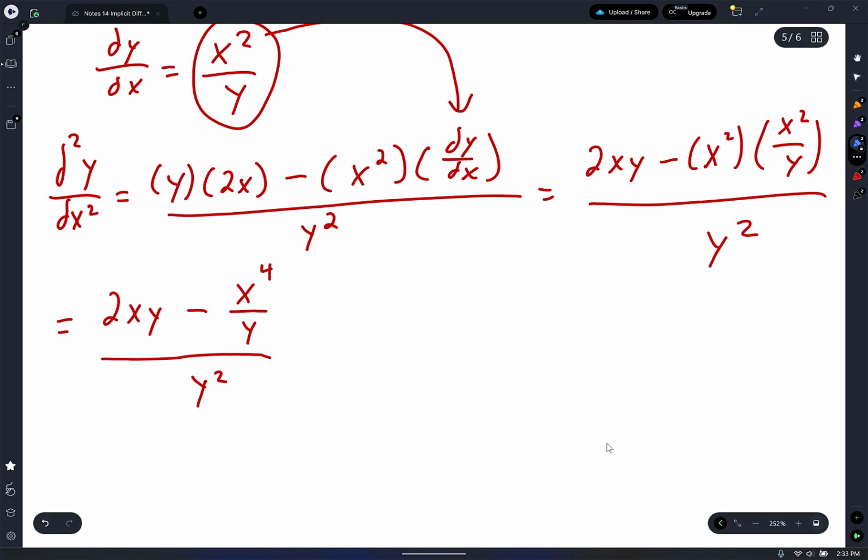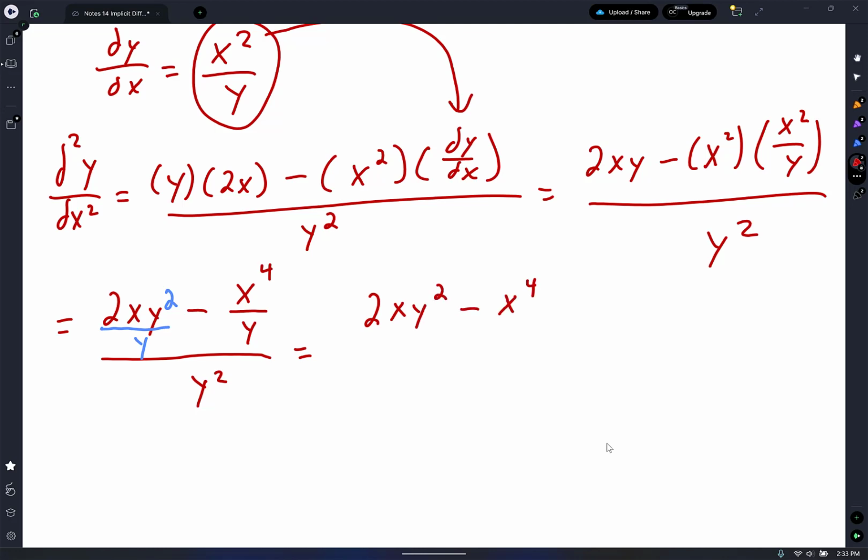All right. In the numerator, I'm going to get a common denominator, if that makes sense. So I'm going to make this a y, and I'm going to turn this into y squared. All I did was multiply by y over y. Are we okay with that? Okay. Here we go. So now I have 2xy squared minus x to the fourth all over, and then that y squared on the bottom turns to y to the third. And there it is, simplified.